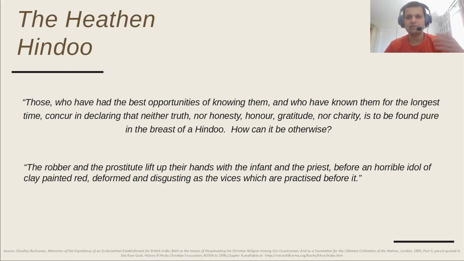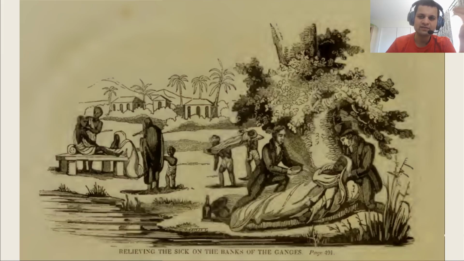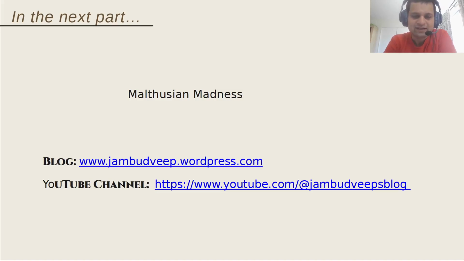So this gives you some of the background, and this conditioned generations and generations of British administrators in India. They viewed Indians just as an expendable species. And this is again good white gentlemen relieving the sick on the banks of the Ganges. What a great favor they are doing, because Hindus leave their relations to die on the Ganges because they can't be bothered to take care of them. So that was that, and that gives you a little bit of an insight into the mentality.